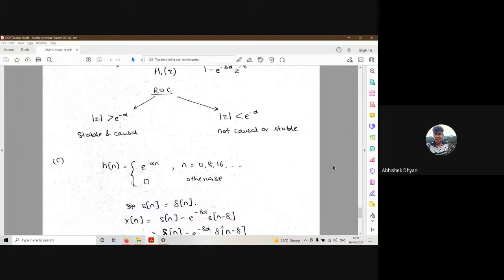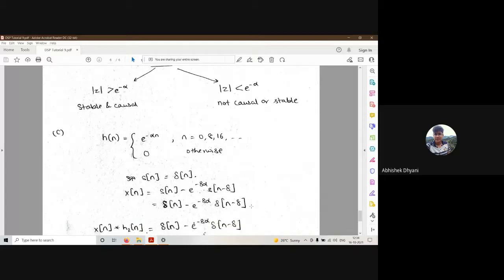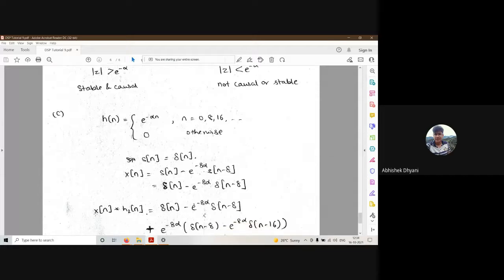When we give this input, we first of all can find out x of n, which was this expression, right? This is from the difference equation itself. Now I can substitute s of n equals delta n, and I will get this part. Now when I pass this through h2n, I will get yn, which is the convolution of this sequence with h2n.